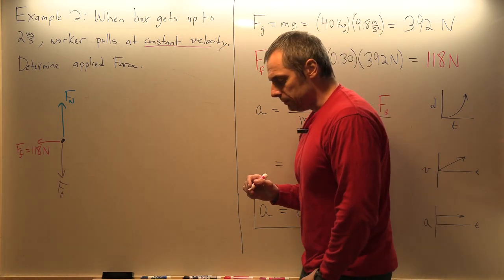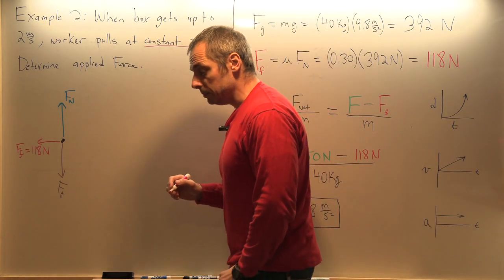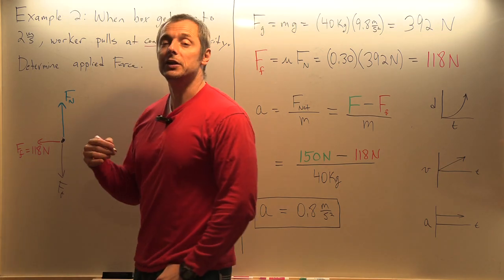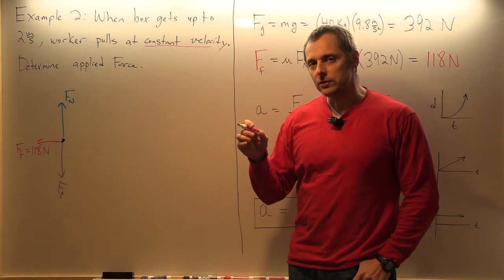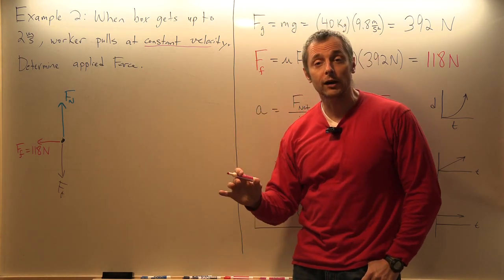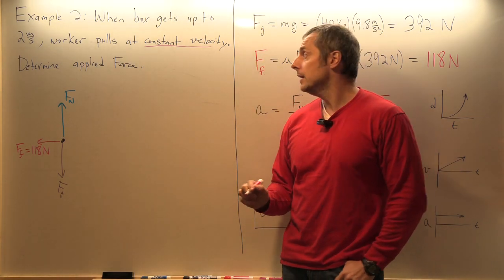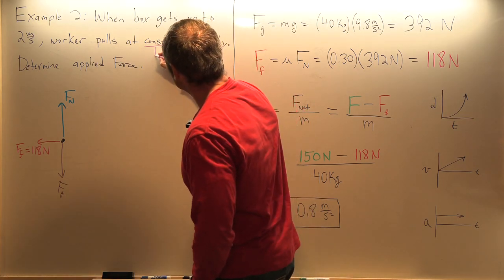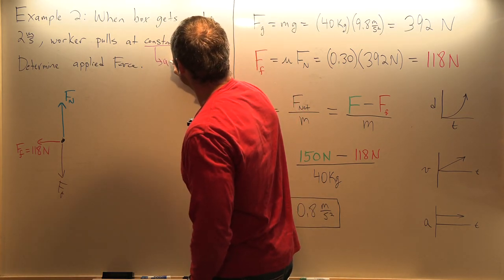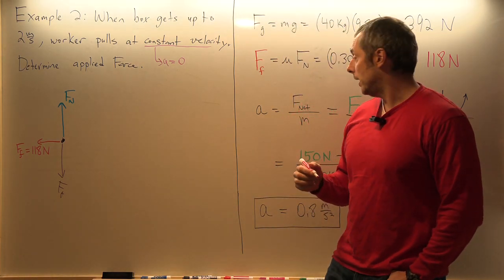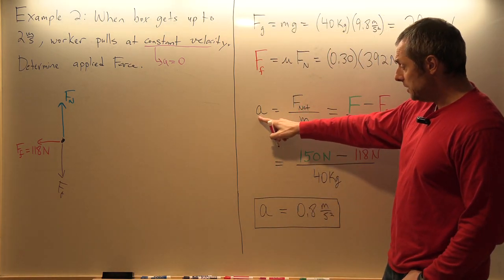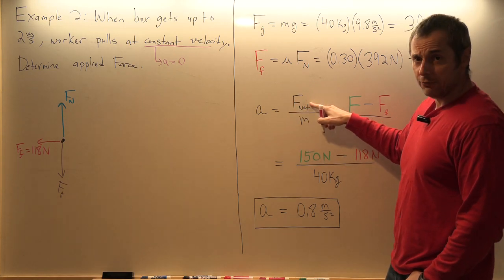If you're going at 2 meters per second, 2 meters per second, and you're never changing, there's no delta v over t. We have 2 minus 2 over time, or 0 over time. In other words, this implies the acceleration is 0. What does that imply? Well, if acceleration is 0, that implies F net is 0.